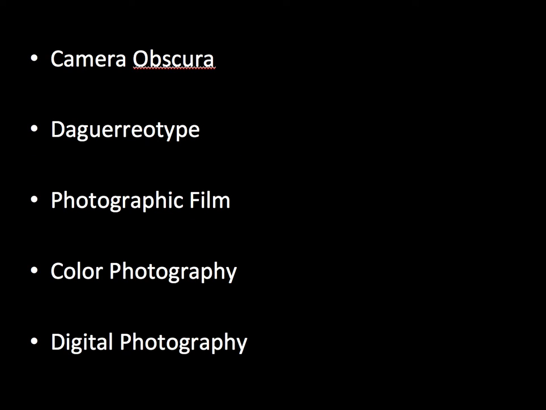With photography, that basically means light writing or light drawing. And essentially that's what is happening. We're allowing the light to do the drawing for us. So what we're going to look at are different processes and stages in the development of photography. First we'll go over the camera obscura, then the daguerreotype, then the photographic film process, and then color and digital photography, which will be our last two. So let's look at the camera obscura first, because it really takes a while to develop.